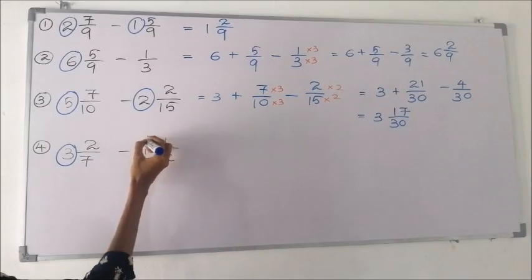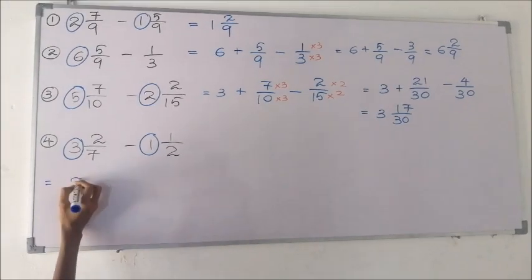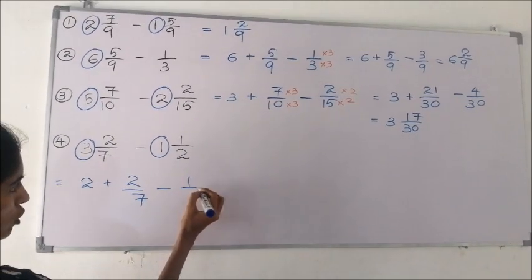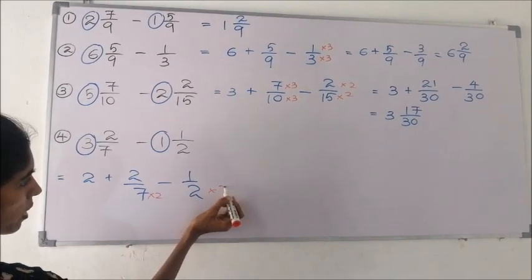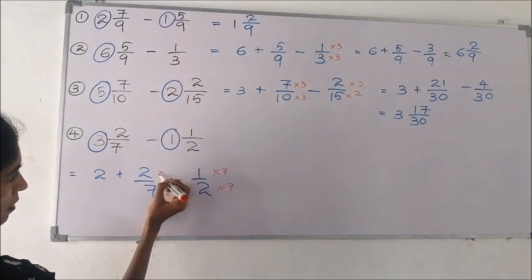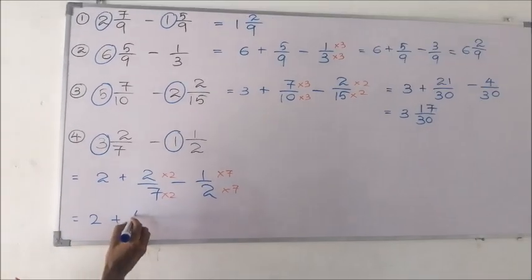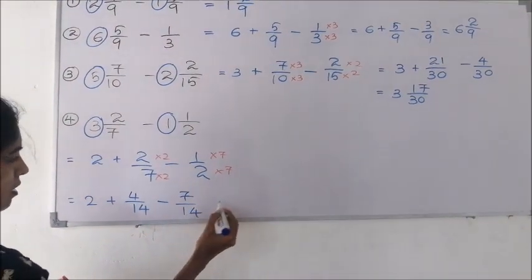Next one, subtract the whole part here. From 3, subtract 1, 2. Now, we need to simplify these two also. The fraction part should be simplified. 7 by 2, 2 by 7. Right. What are the two new fractions coming? 4 over 14. Subtract 7 over 14.